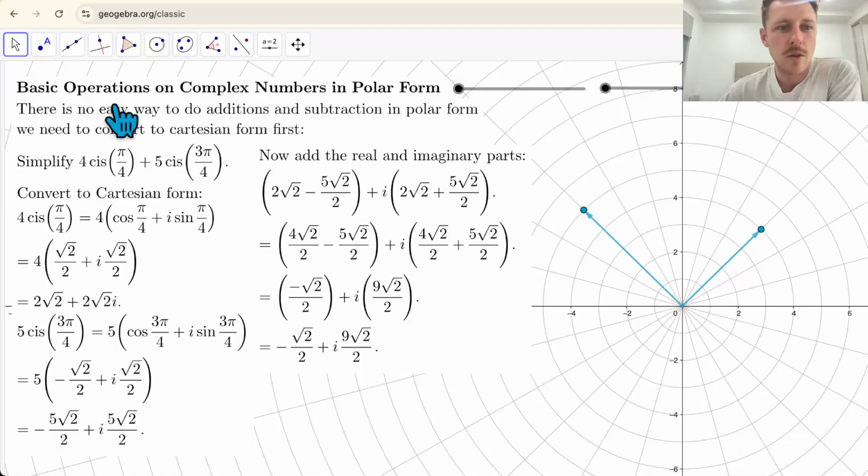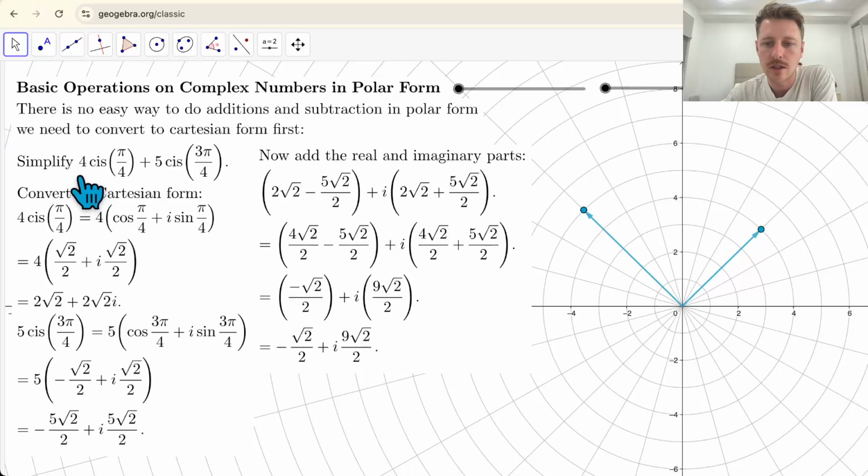Okay, the reason it said basic operations on vectors there is because I think of complex numbers as vectors in a lot of ways. So I must have just written that. But we're doing basic operations on complex numbers. And as I mentioned, when we're adding or subtracting complex numbers in polar form, we actually need to convert back to Cartesian form. And then add them by adding the real and imaginary parts. So here's just an example. I'll just talk through it.